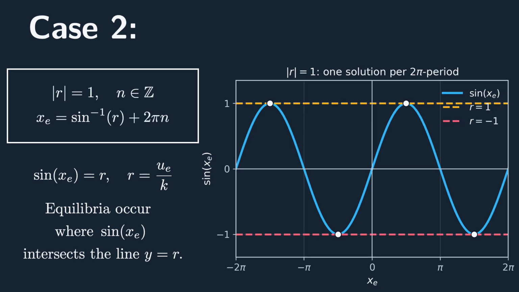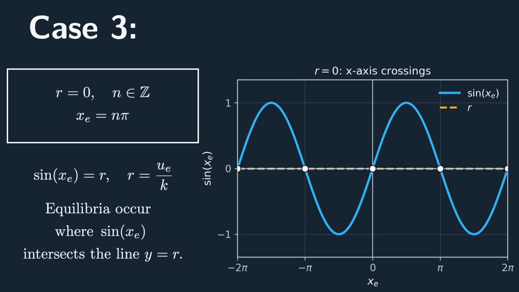The next case is the absolute value of r equals 1. So r is either 1 or -1. If r equals 1, the horizontal line touches the sine curve at its peaks. If r equals -1, it touches the sine curve at its troughs. In either case, there is one solution per 2 pi period. We can write the repeating solutions as xe equals sine inverse r plus 2 pi n, where n is an integer. The integer n accounts for the repeated copies of the same solution pattern.